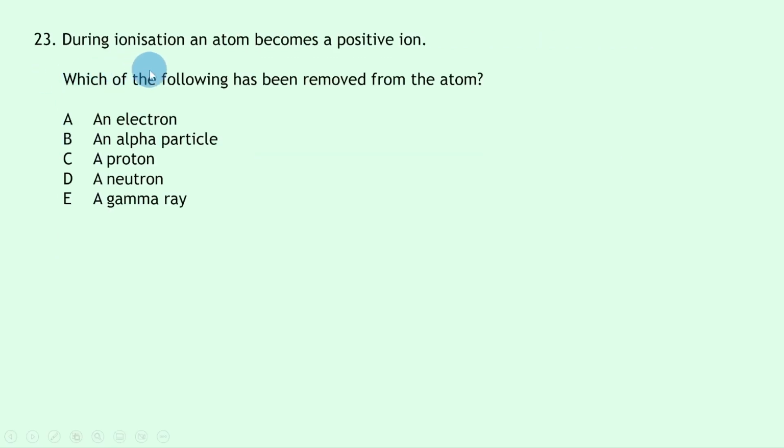Question 23 says, during ionization, an atom becomes a positive ion. Which of the following has been removed from the atom? Well, this is just testing whether you know the definition of ionization from the radiation topic. And remember, ionization is defined as the addition or removal of an electron from a neutral atom. And this will create a positive or a negative ion. And you'll see here it becomes a positive ion. But that's not needed to answer the question. It's just asking which of the following has been removed from the atom. So it's got to be A, an electron.